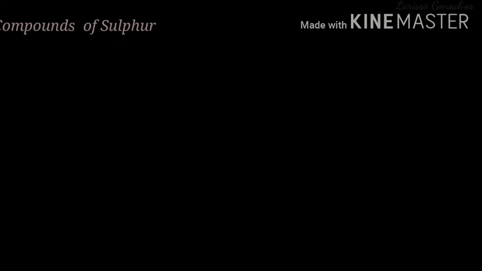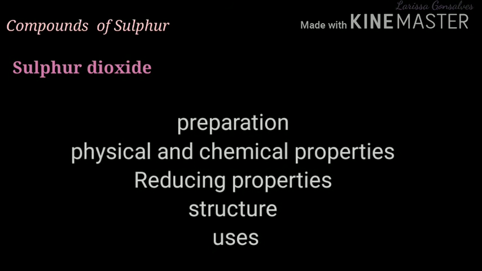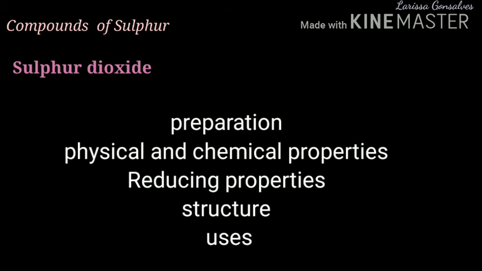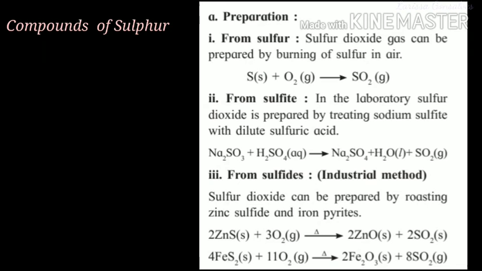Now we shall study the compounds of sulfur. The first example that we are going to study under this is sulfur dioxide. Under this we will be studying the preparation, physical properties, chemical properties, reducing property, its structure and uses. First we start with the preparation.